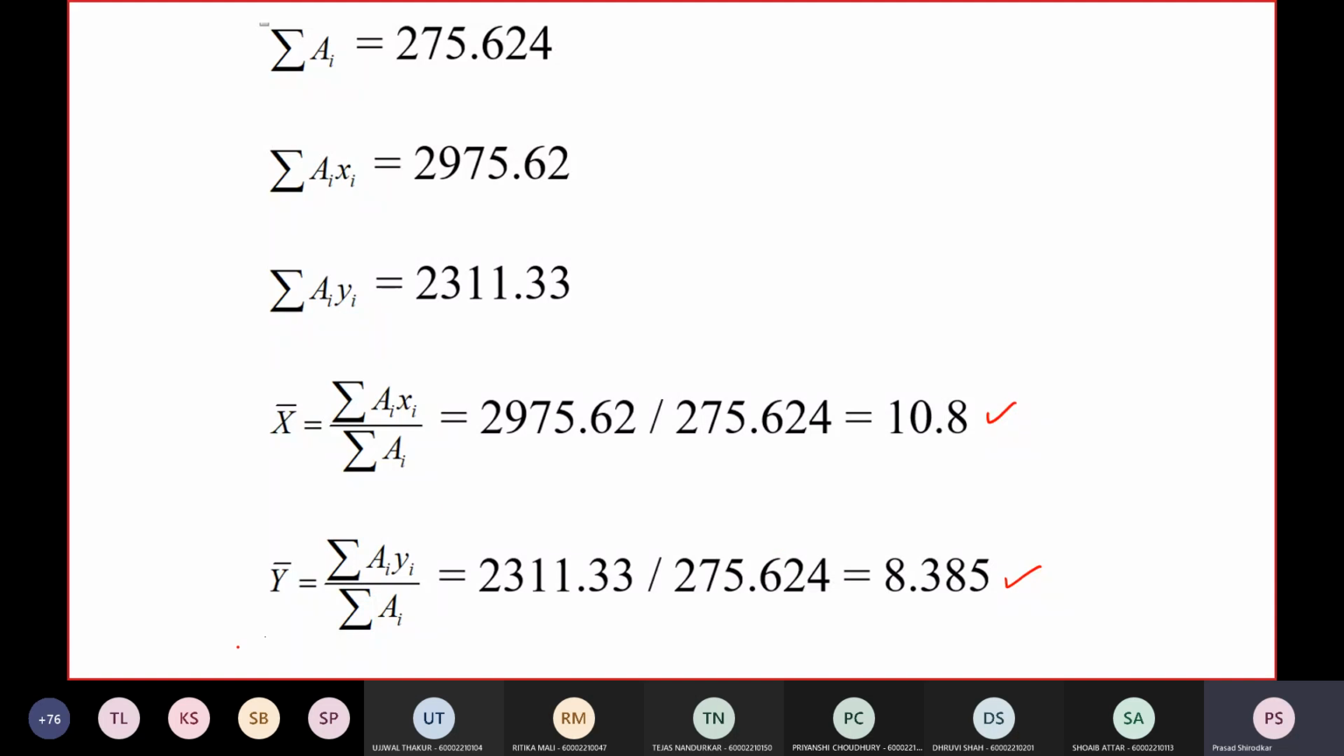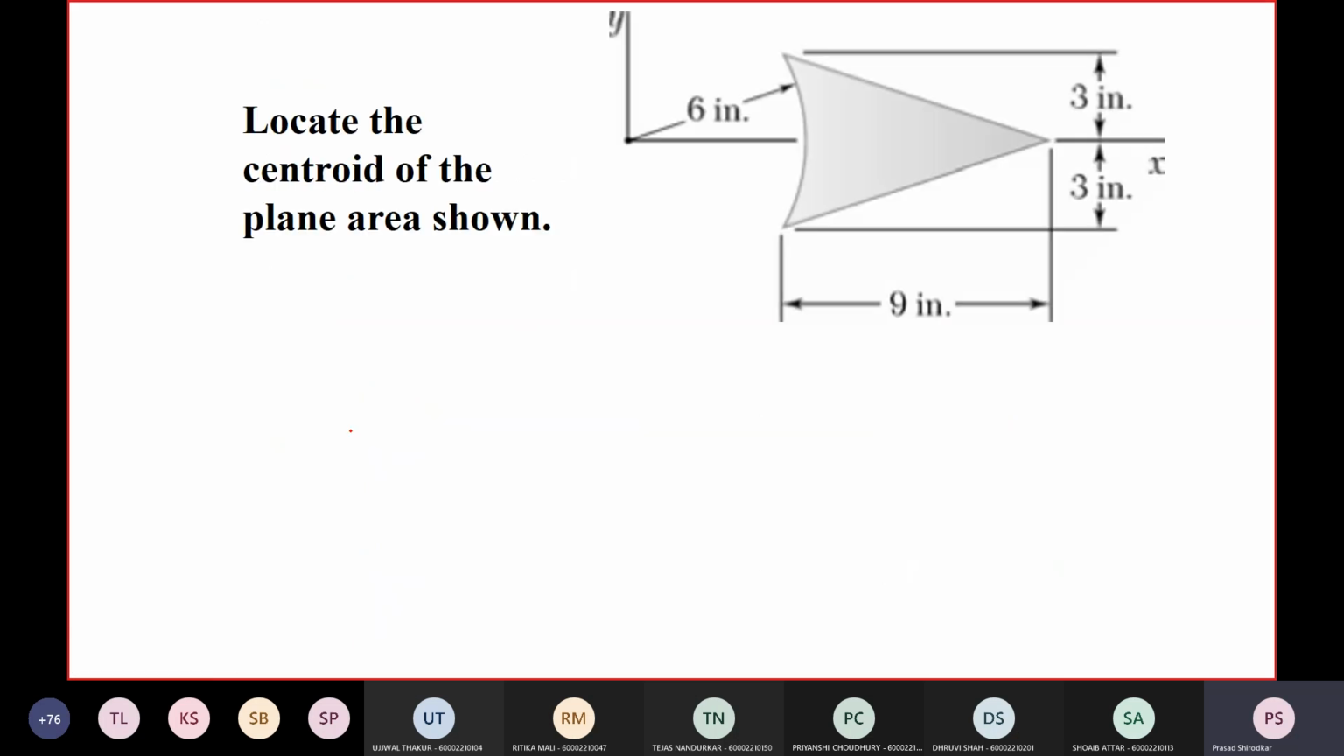Alright. Any questions before we proceed to the next one? Alright, let's go to the next one. Locate the centroid of the plane area shown. So this is the area for which we have found the centroid. What we are going to do is construct one triangle here.